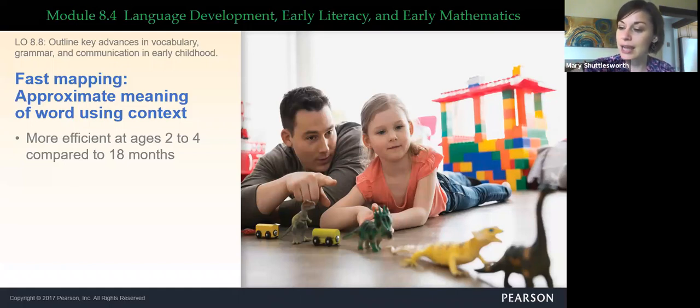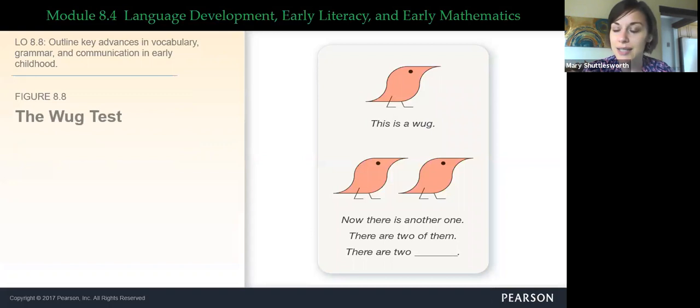So to give you an idea of what this looks like, this is something that is called the WUG test. Okay, so WUG is not a real word, right? It's a made-up word. And so we wanted to see essentially, would children be able to infer based on the context and also based on grammatical rules that we apply in English? Would they be able to follow those? Would they be able to understand the little WUG that you see presented here? So they showed children this and they said, this is a WUG, right? Now there is another one. There are 2 of them. There are 2, and they would ask children to fill in the blank. And guess what they said? WUGs, right? They put the S on the end.